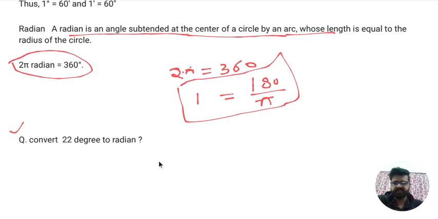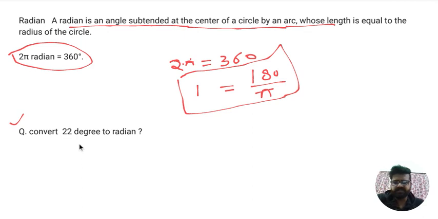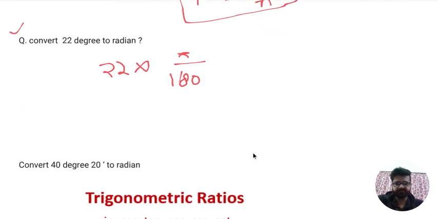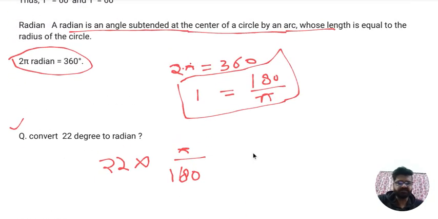As in this question, he says please convert 22 degree into radian. So what we need to do is write down 22 here, multiply by pi by 180. So you can find the value in radian. So this will be the easiest question you can expect.